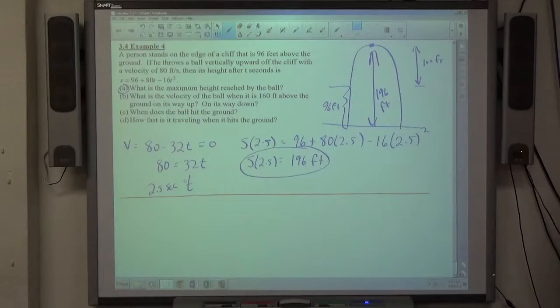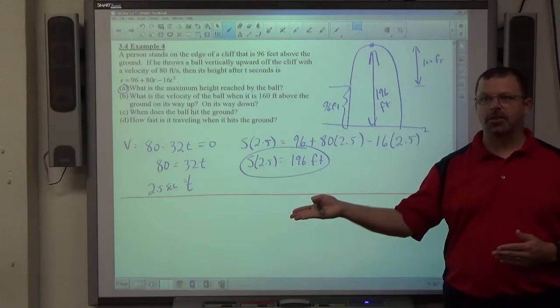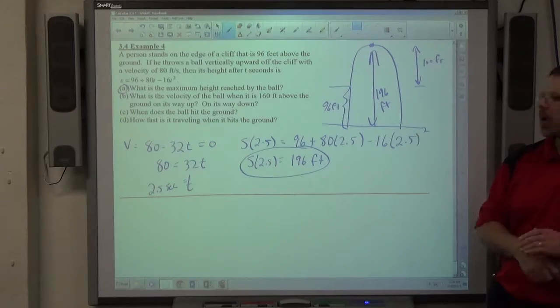Any concerns on that? Maximum height is a pretty typical question they ask in these problems, so make sure that you're comfortable with that. Velocity equals 0 is when the maximum height is occurring, and then S of that number gets you the actual height of the object.